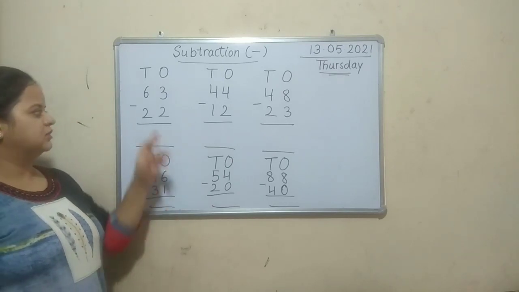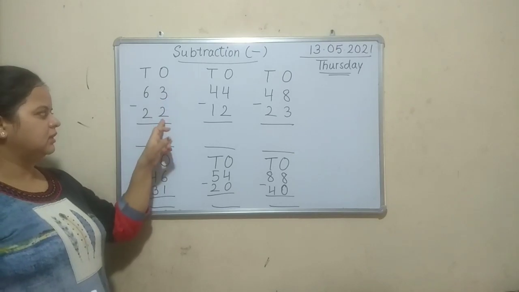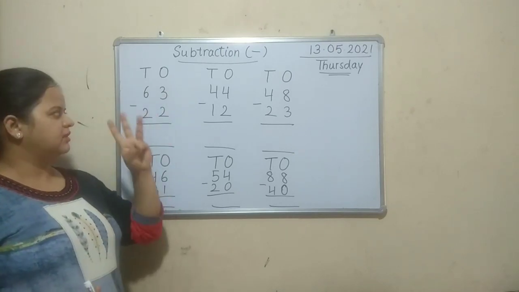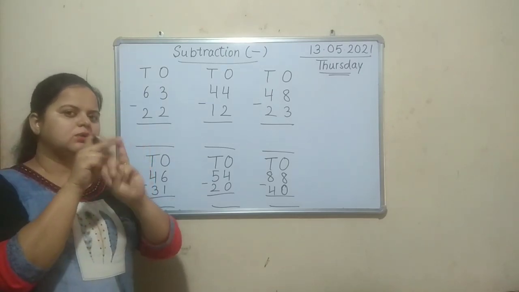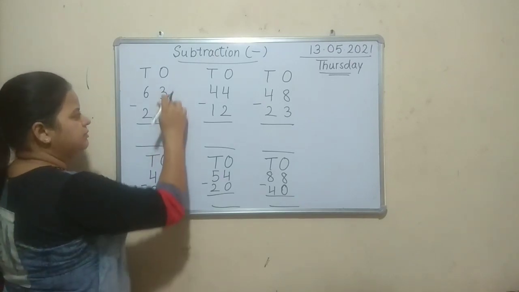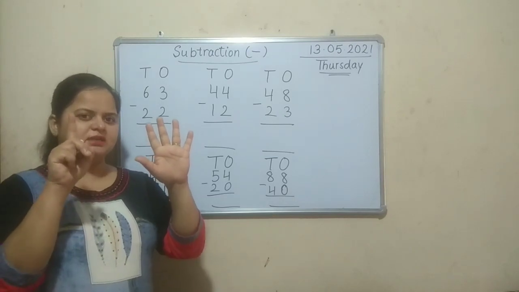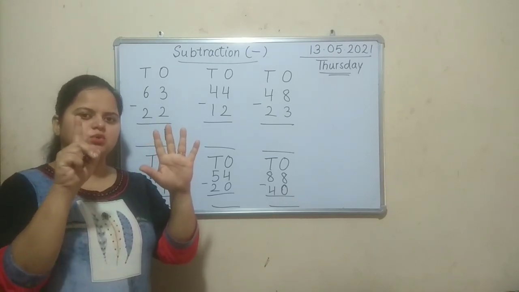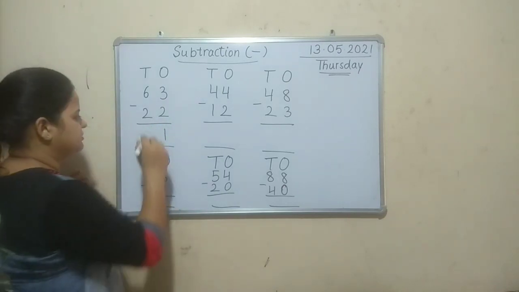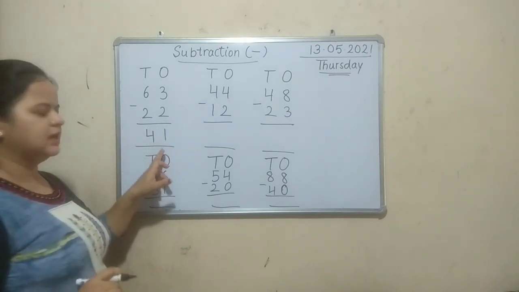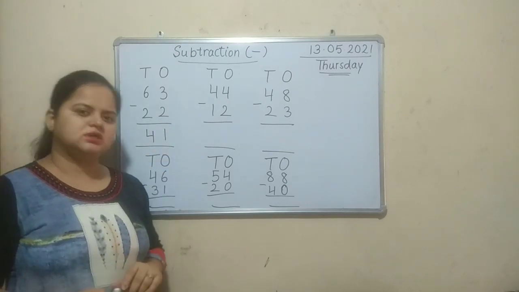Okay. So the first sum is 63 minus 22. Now we have to minus 2 from 3. We have 3 and we have to cut 2. And now the answer is 1. 3 minus 2 is 1. 6 minus 2. 6 में से कितने कट करने हैं? 2. We will close the fingers. 1, 2, 3, 4. We have answer 4. So 41 is the answer. 63 minus 22 is equal to 41.